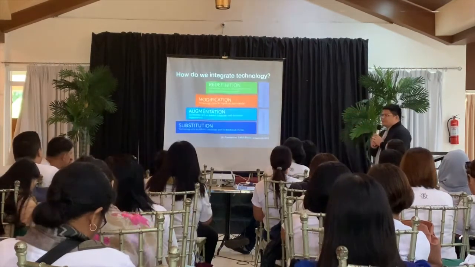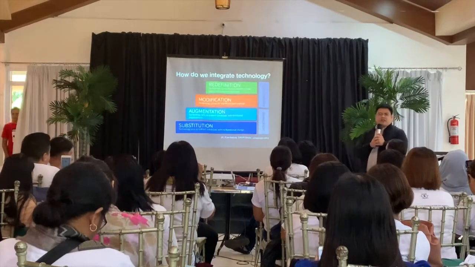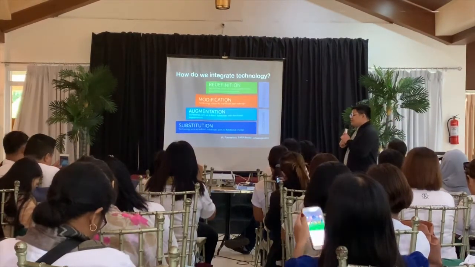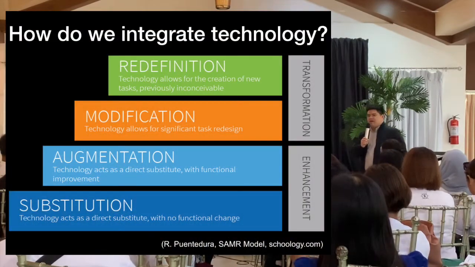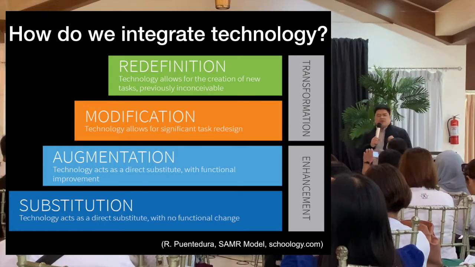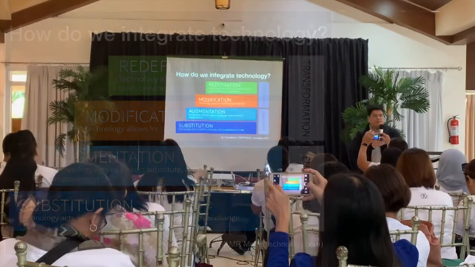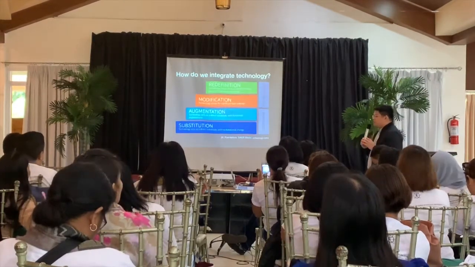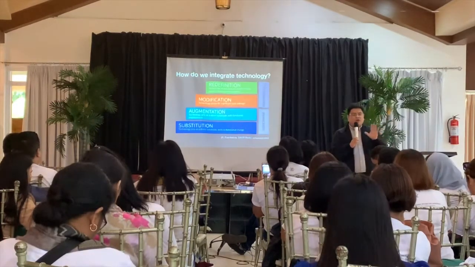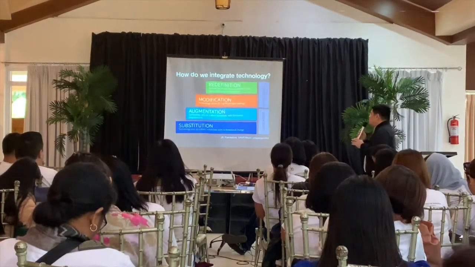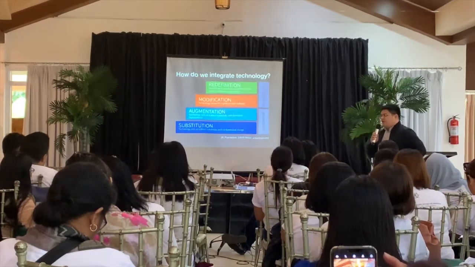This is a model of integrating technology by Dr. Ruben Puentedura. It is called the SAMR model, S-A-M-R. The goal of the SAMR model is to allow technology to go from being a simple task to becoming a complex activity. The sole focus of the SAMR model is for technology to start off as an enhancement of learning, which will later on spiral to become a transformation of it.